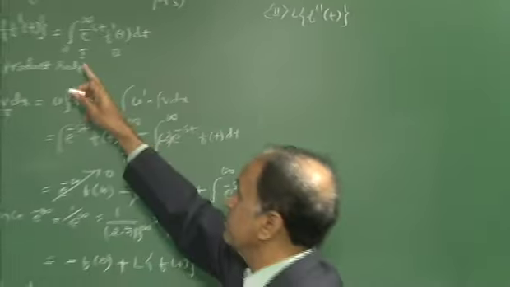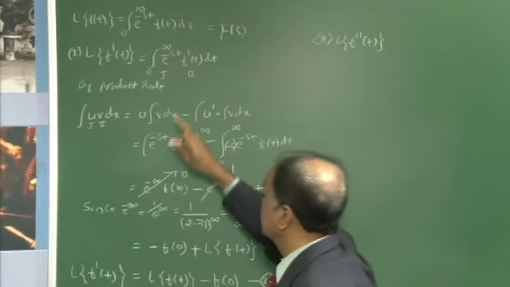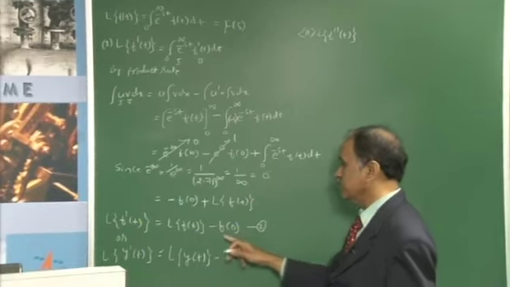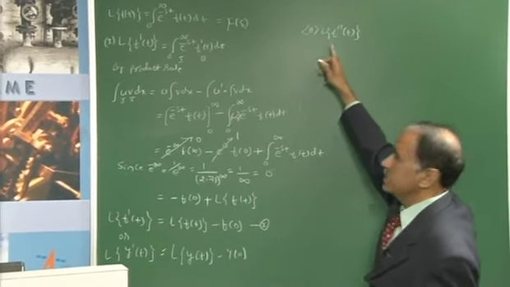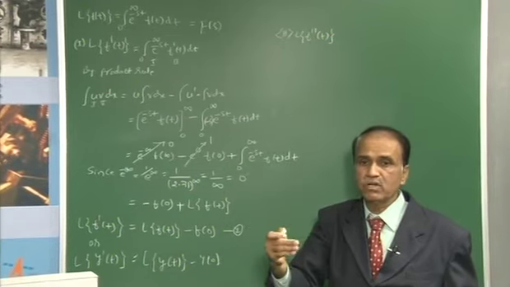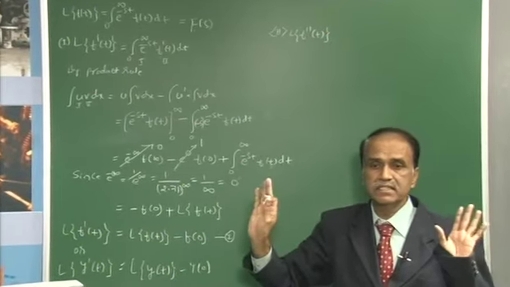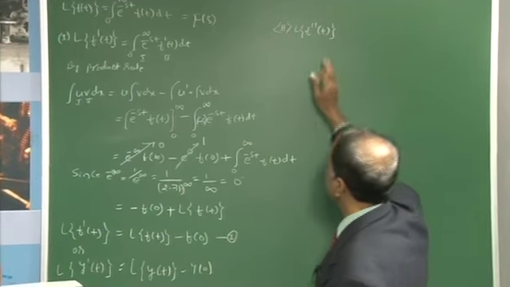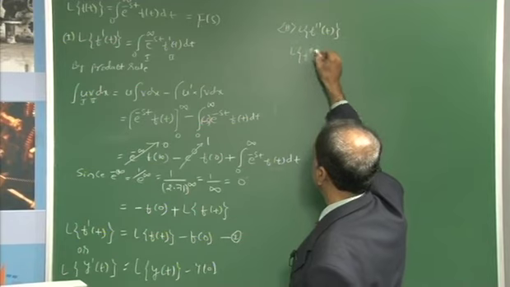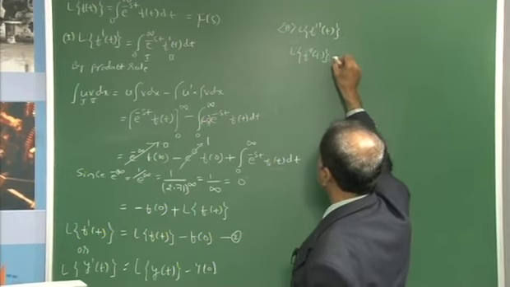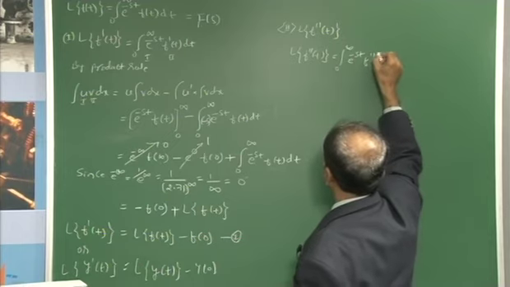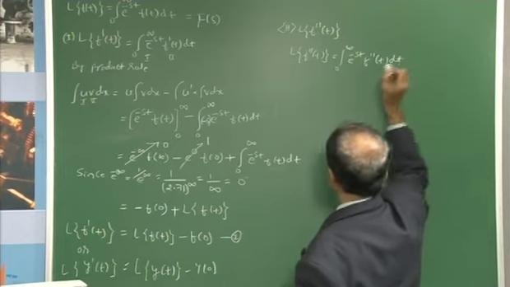L of f dash of t, that is written, and solving by applying this integration, we remove that derivative and we have written the functional value. Now, we are going to write for the second order derivative with the same type of procedure we have to solve, because these are all the ready results to solve the differential equation. Then in the similar fashion, if you put it under the integral sign, L of f double dash of t is equal to integral from 0 to infinity of e to the power minus st f double dash of t dt.